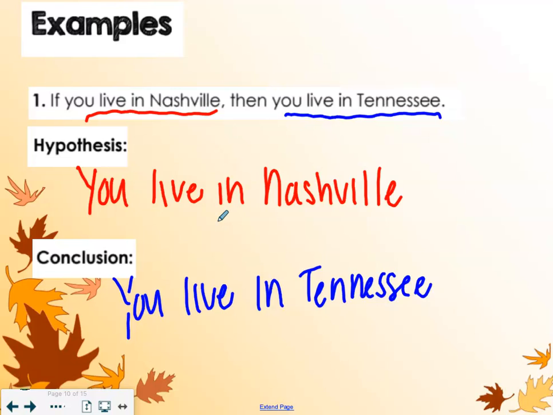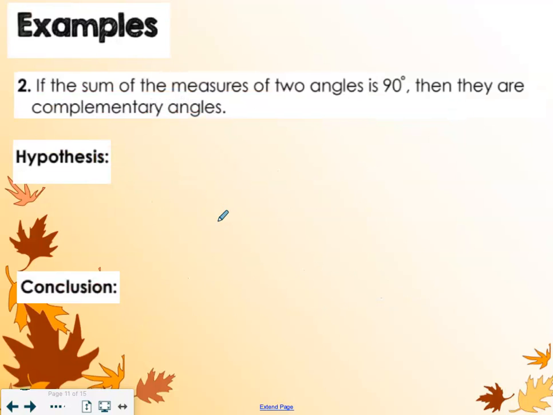Okay, let's try another one. If the sum of the measures of two angles is 90 degrees, then they are complementary angles. What's the hypothesis? The sum of the angle measures is 90 degrees. Yep. Write that down.